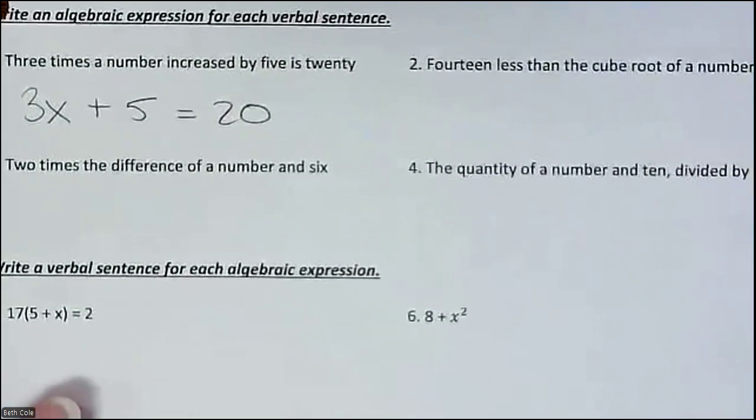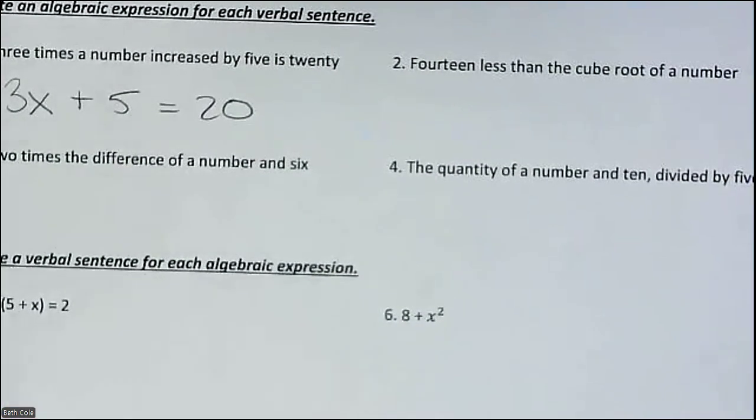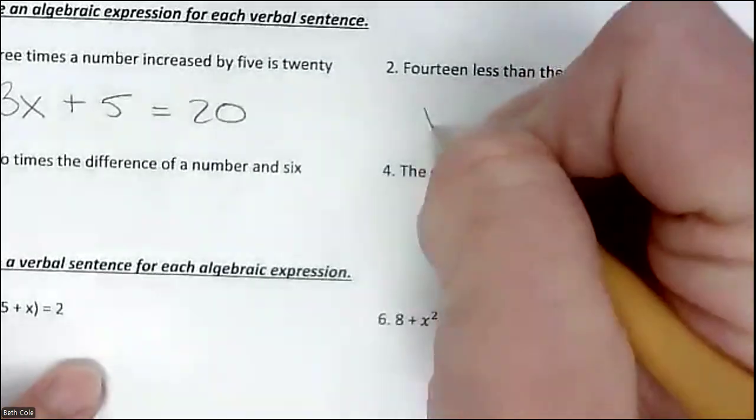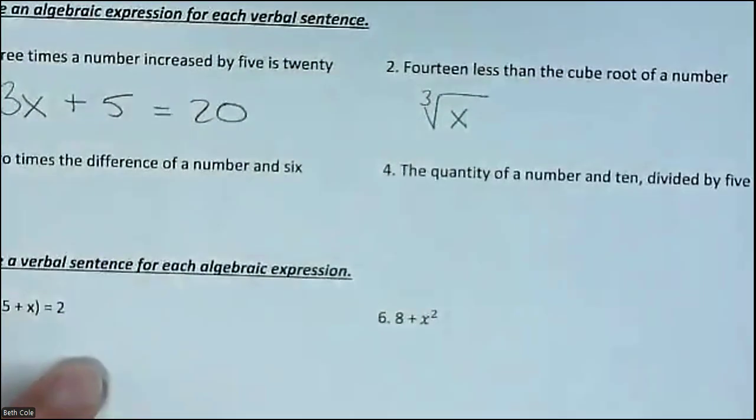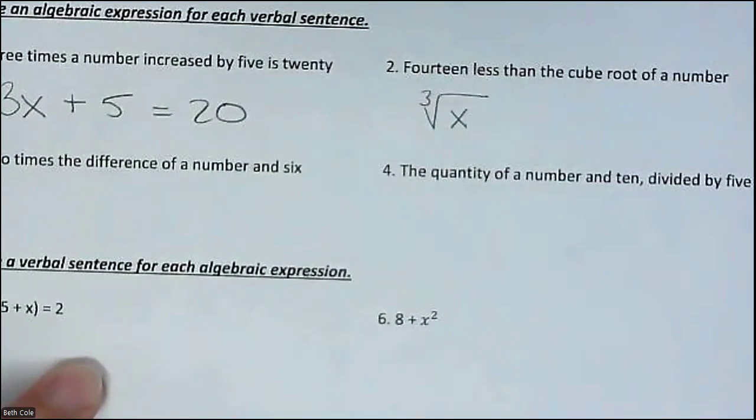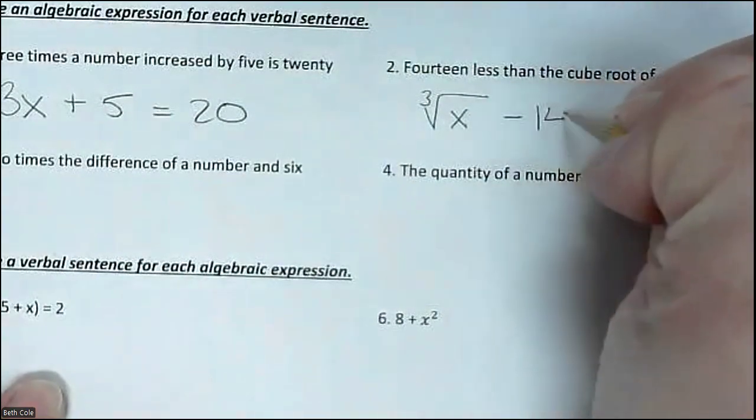All right. 14 less than the cube root of a number. So you have the cube root of a number, and then you want 14 less than that. So how do you write a cube root? Like, what does that symbol look like? Yeah, it's a little square root with a 3 outside. So cube root of a number, and you want 14 less than that. So you would say minus 14.